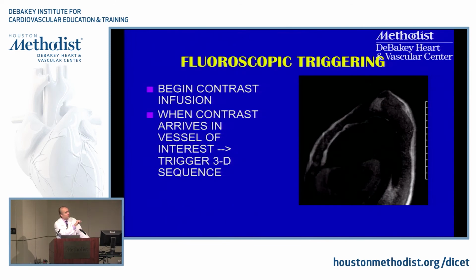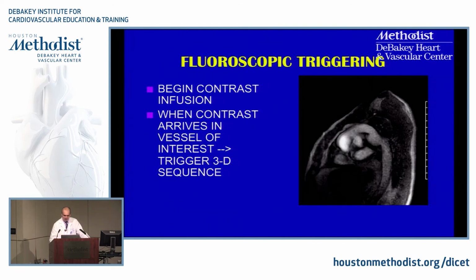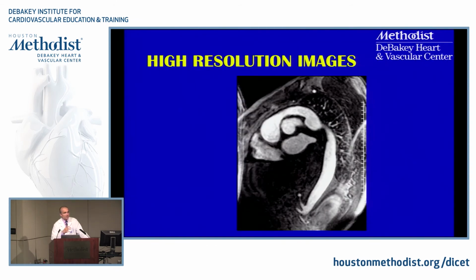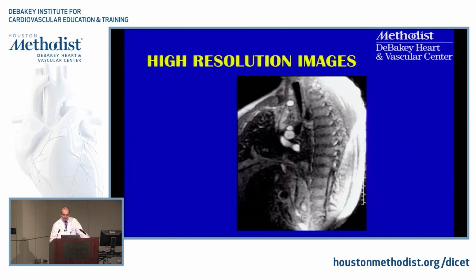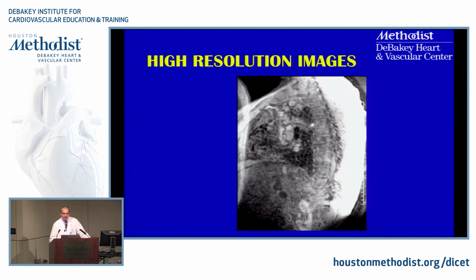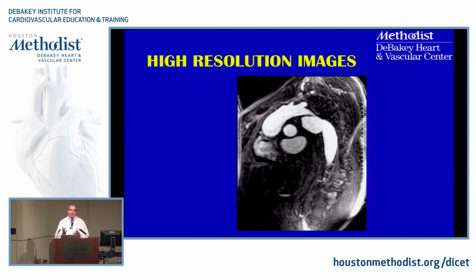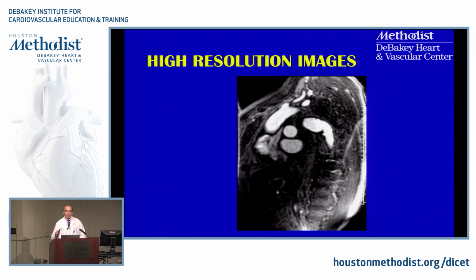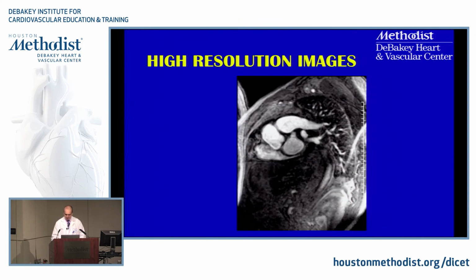If I were interested in imaging the pulmonary artery, I would trigger it once contrast has entered the right side of the heart. So depending upon what vessel you're interested in imaging will determine how you do your timing. And then once I've got the contrast opacifying the vessel of interest, I trigger this high resolution acquisition, which is shown here. This is a full 3D volume, which again takes about 10 to 20 seconds to acquire, but it can give you pixel sizes on the order of about 1 millimeter or so.